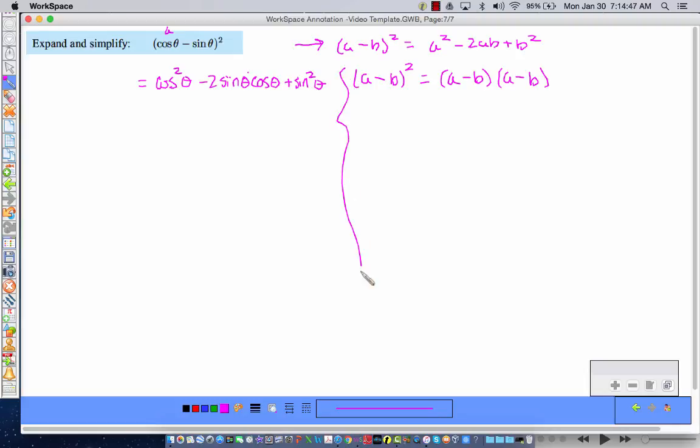And let me put a little line here to divide this up. Well, I've got cosine squared plus sine squared is equal to 1. So that is 1 minus 2 sine theta cosine theta. Okay, so we expanded it, and then we made the expansion a bit simpler. You could argue, okay, this form is simpler than this, but there are going to be times when we need to expand a trigonometric expression to make it simpler.